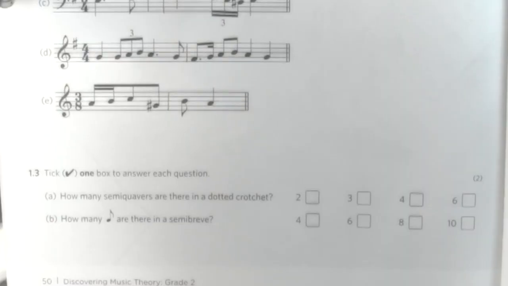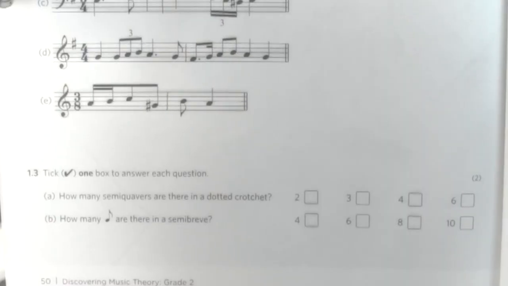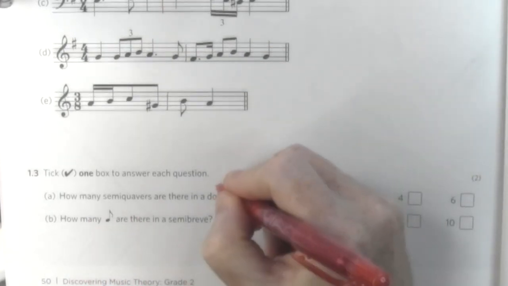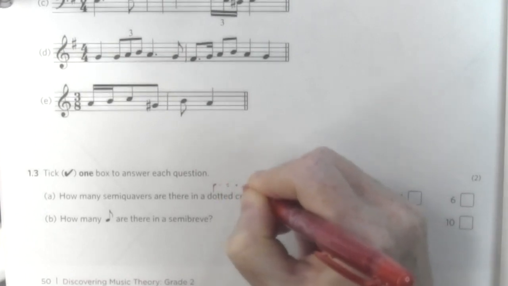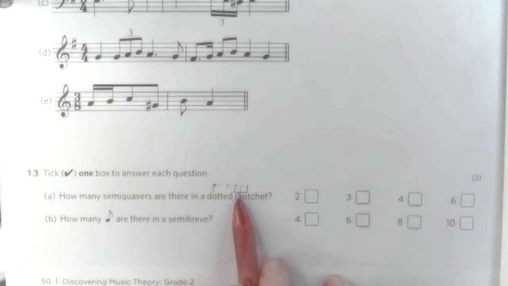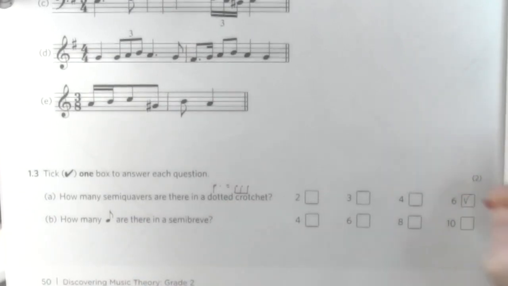Exercise 3. In this exercise, we need to tick the box that answers the question. How many semiquavers are in a dotted crotchet? Okay, a dotted crotchet is this, and it's equivalent to 1, 2, and 3 quavers. Every quaver is made up of 2 semiquavers, so I think the answer is 6. There you go.